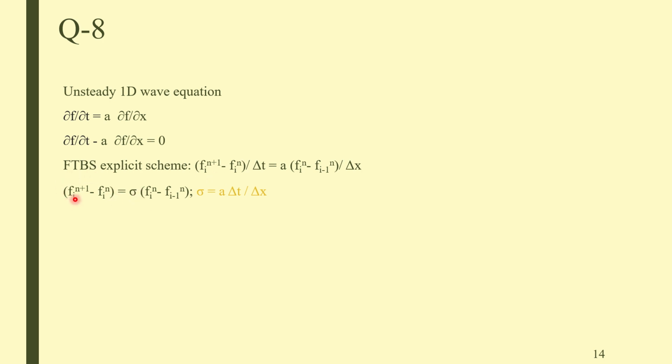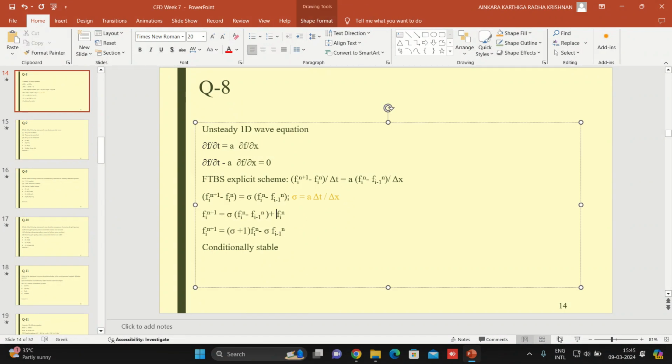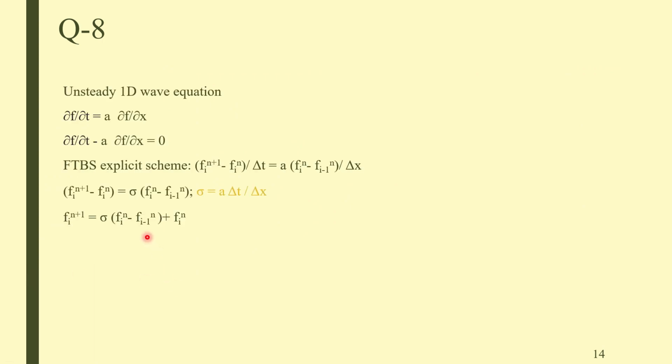And now we are keeping the f i n plus 1th term along this side. And we are taking the rest of the terms to the other side. So it becomes f i n plus 1 is equal to sigma times of f i n minus f i minus 1 n plus f i n. And afterwards what we are doing is taking f i n common, and it becomes sigma plus 1 minus sigma times of f i minus 1 n.